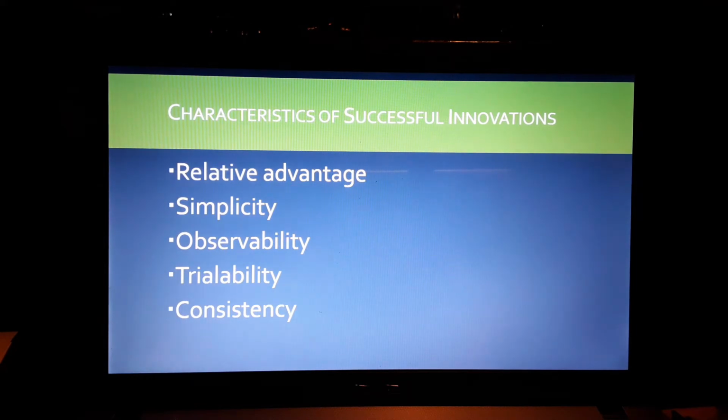Simplicity, how easy is it to understand and to use the product? Observability, can you actually see the benefits of the product? Trialability, trying the product out before you buy it. If you go to a grocery store, Costco or some place like that, and they've got samples of a new food product, or you can test drive a car or try on a pair of shoes, whatever it is. And then consistency, how much does the new product that you're offering align with people's lifestyles and needs?